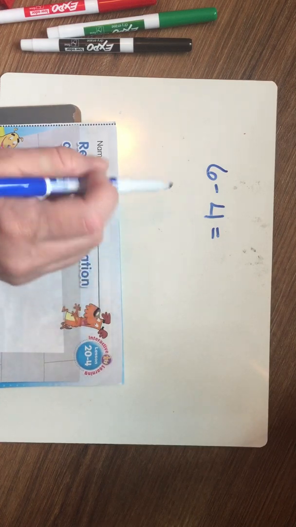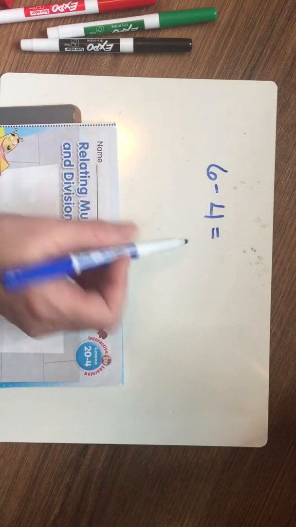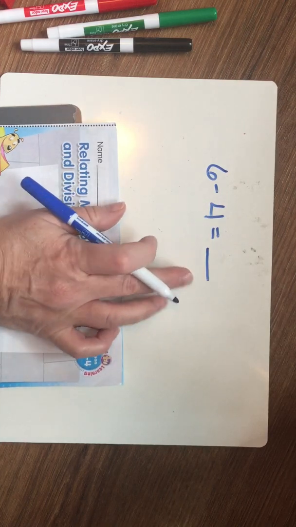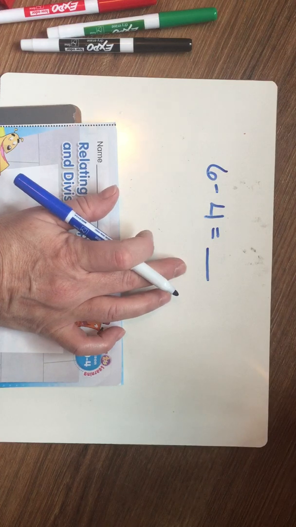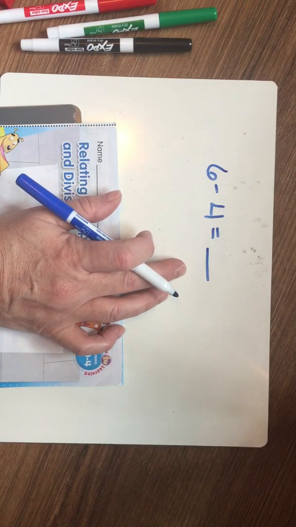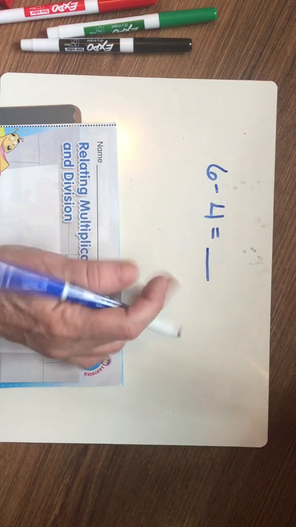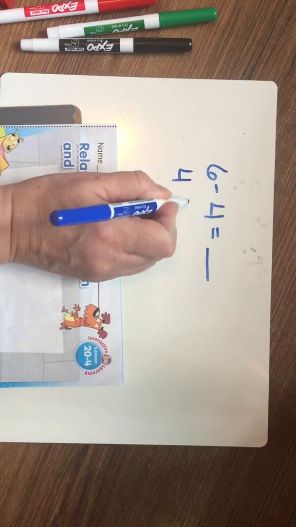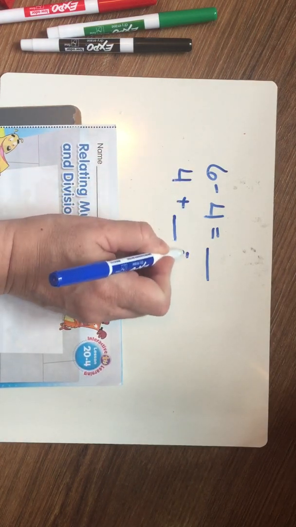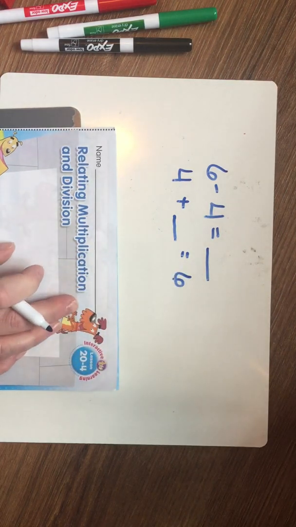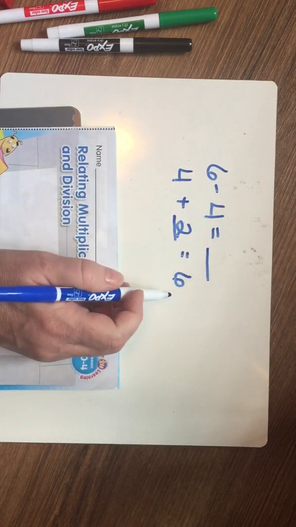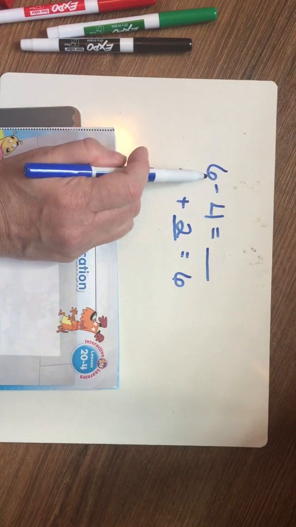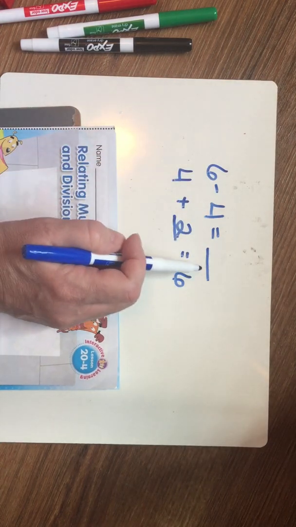So if I have 6 take away 4, and I want to find out that answer, how can I use addition to complete this sentence? I can think 4 plus what number equals 6? I know 4 plus 2 equals 6. So 6 take away 4 is 2.